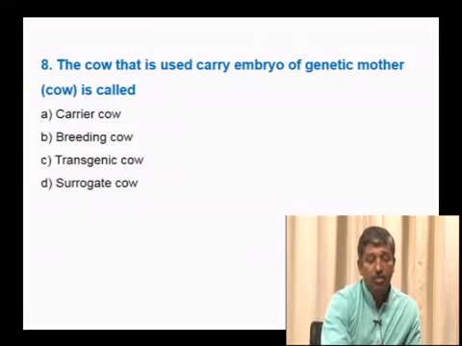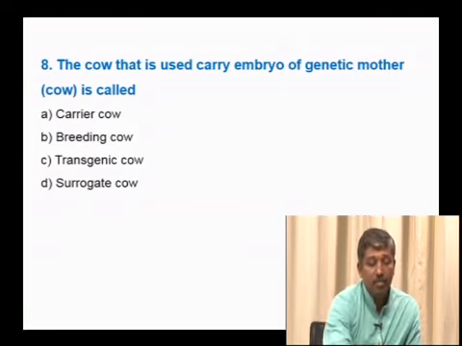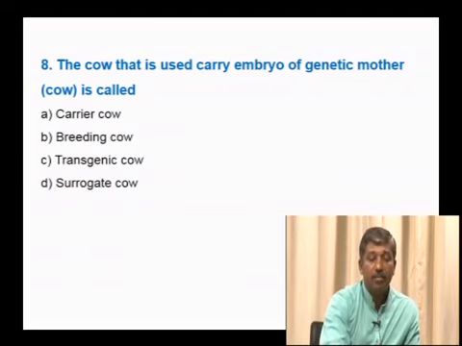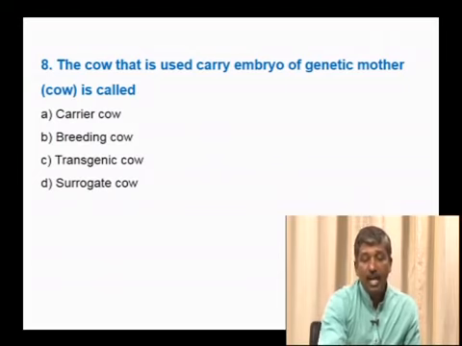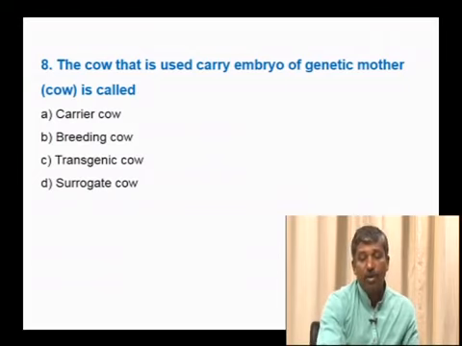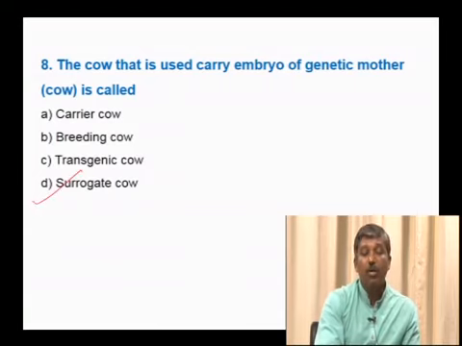For the breeding cow, generally the superior breeds of cattle are selected. A transgenic cow is developed by genetic engineering or recombinant DNA technology. So, the cow that carries the embryo of the genetic mother is called the surrogate cow. Hence, it is also known as surrogate technology.